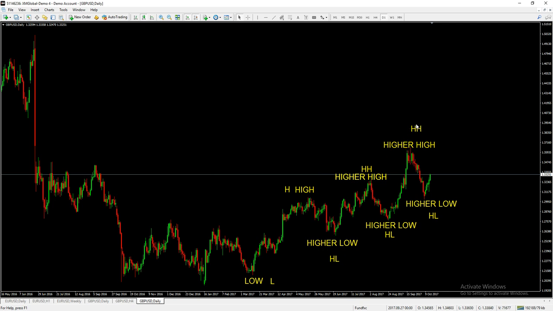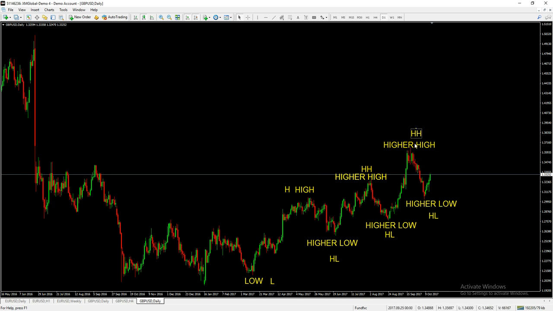This is indicative of an uptrend because it's making a low, a high, a higher low, a higher high, a higher low, a higher high, a higher low. This is perfect conditions for what we consider for trend trading. Okay, so then let's move on to a downtrend.